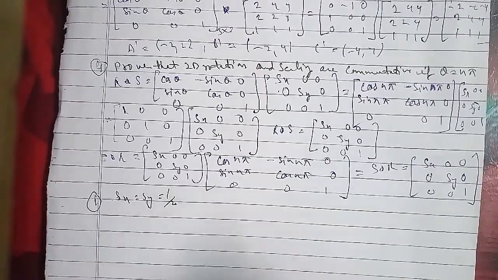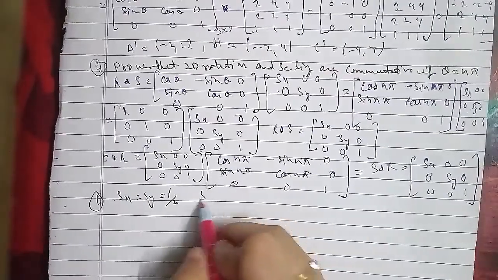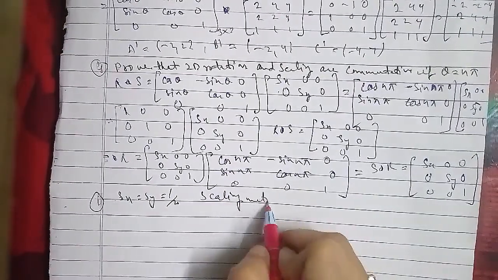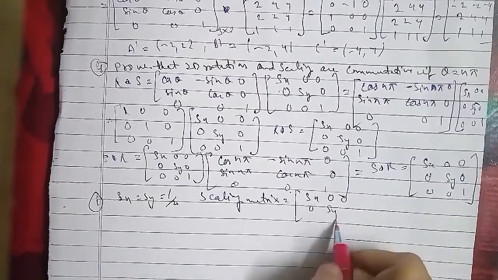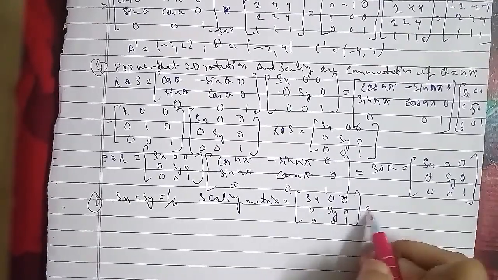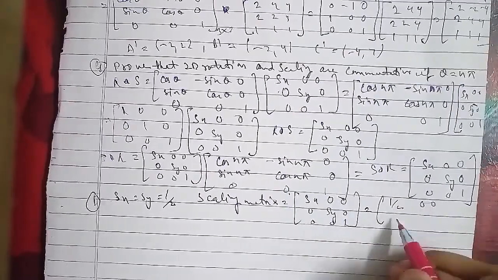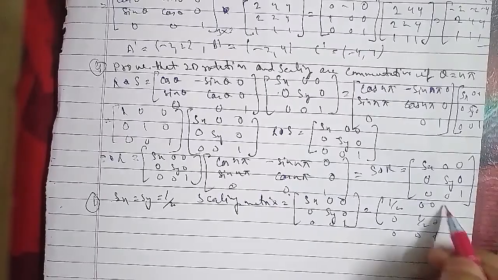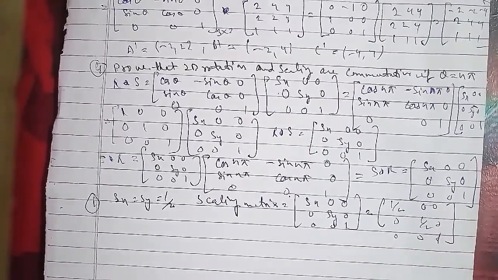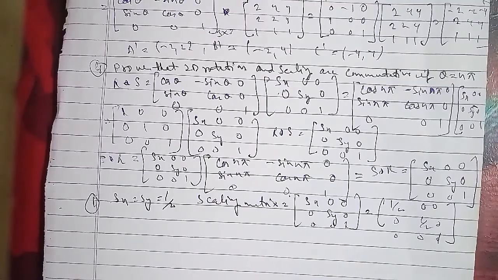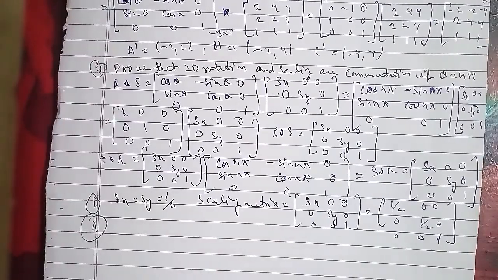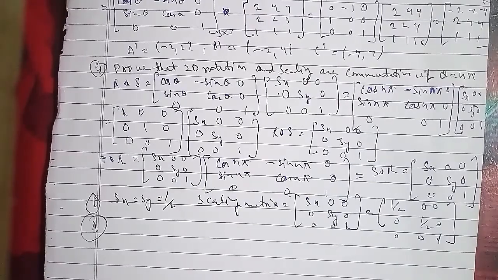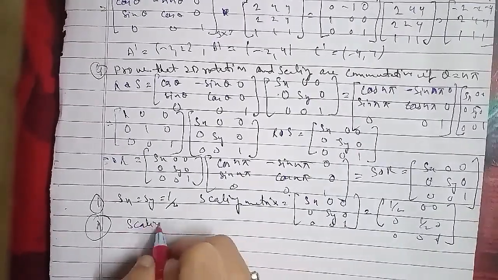So the scaling matrix equals Sx 0 0, 0 Sy 0, 0 0 1, which equals half 0 0, 0 half 0, 0 0 1. Now the second question: the entire image is reduced to 1/3 of the original image. So Sx and Sy equal 1/3. We do the same thing. The scaling matrix equals 1/3 0 0, 0 1/3 0, 0 0 1.